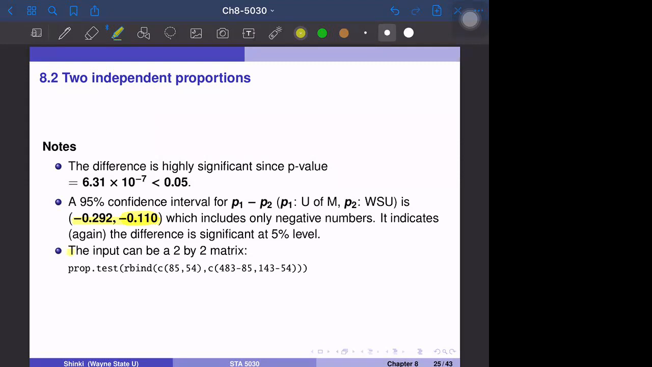And the last point: the input can be a 2x2 matrix. Originally we put the vector of 85 and 54 and another vector of 483 and 143. But if we put the number of not admitted, not enrolled students, then we can do the same test with just one matrix. So we have enrolled and not enrolled: not enrolled is 398 for U of M, and for Wayne State 54 enrolled and the total is 143, so 89 are not enrolled. So the input can be just one matrix rather than two vectors.